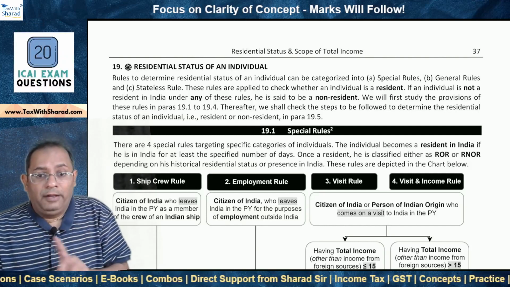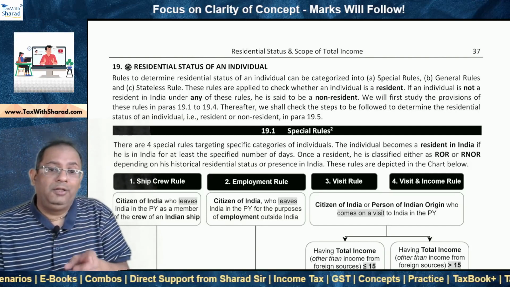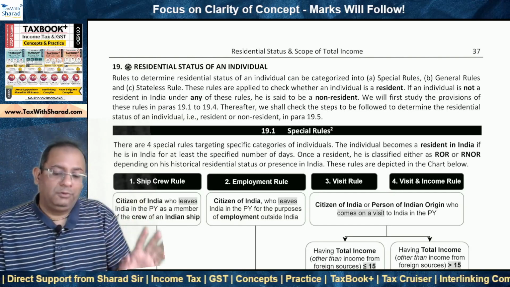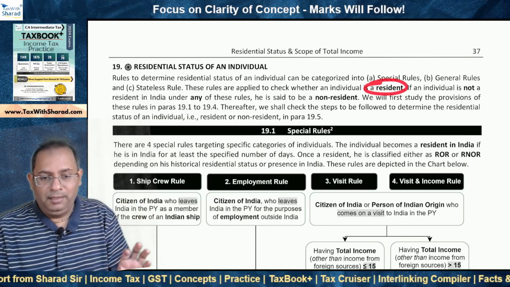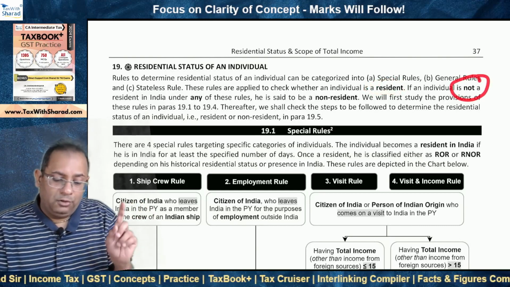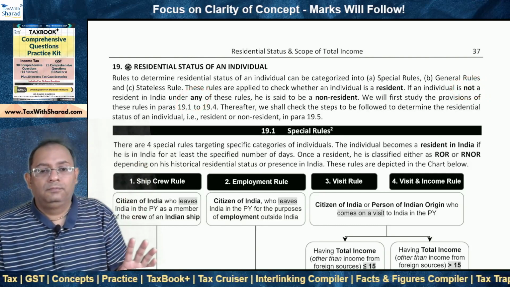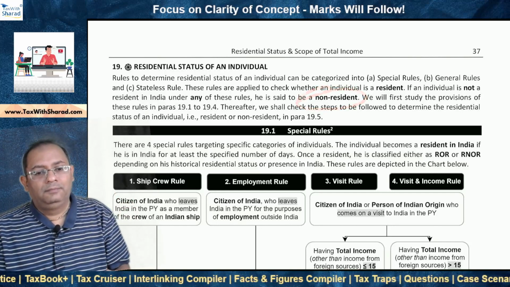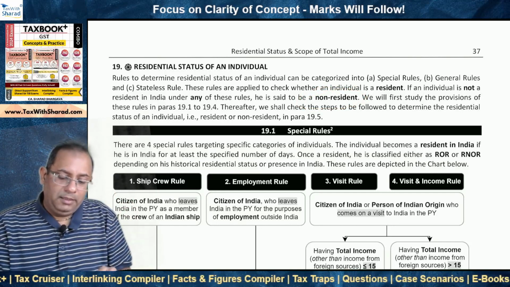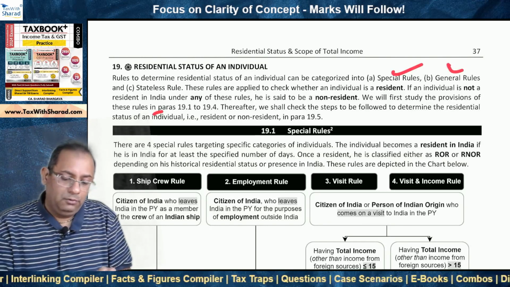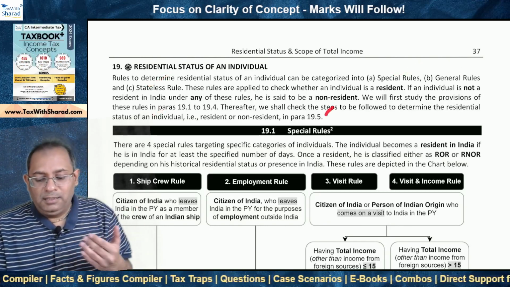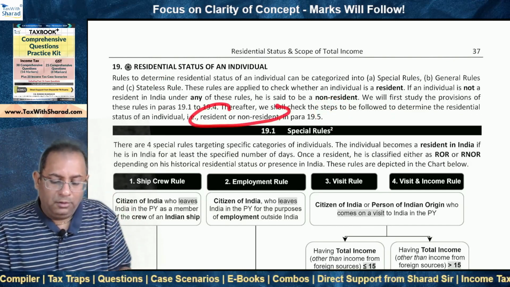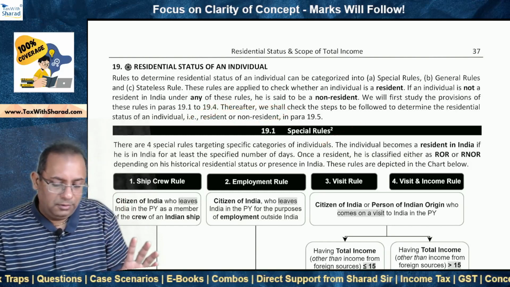So you should not find out whether the individual is a non-resident, but instead you should find out whether an individual is a resident under any of the rules. This is the purpose of these rules, to find out whether an individual is a resident. Therefore, if an individual is not a resident under any of these rules, it automatically means that he will be a non-resident. So first we will study the provisions of these rules, special rules, general rules, and stateless rule. And then we will summarize the steps to be followed in ultimately determining the residential status of an individual, whether a resident or non-resident. So we will now move to the special rules.